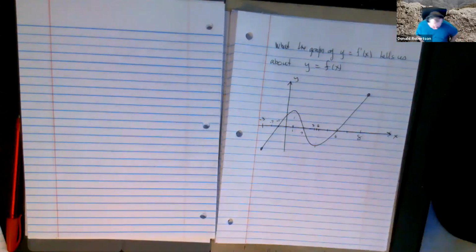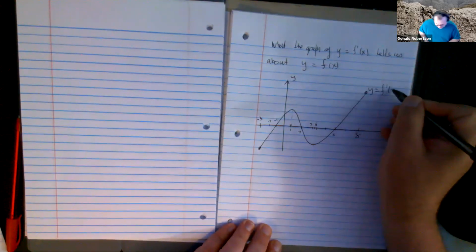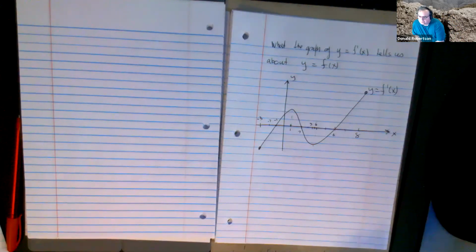So that's -3, -2, -1, 1, 2, 3, 4, 5, 6, 7, 8. There, I think I've got most of the points there. This is a sketch of the derivative function. This function tells me pretty much everything I need to know.